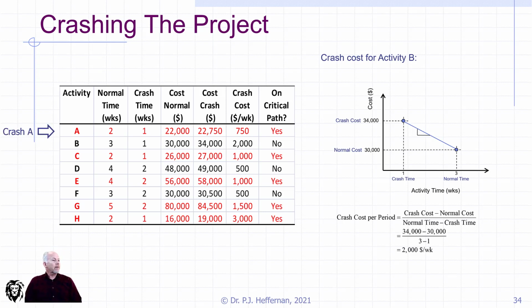So in this case, if I were to look down all of the critical path activities, and I was trying to save a week, the best or most efficient place to do that on the critical path would be activity A. You note that activity F is cheaper in its crash cost per week, but it's not on the critical path, so it's not going to have the impact that we're looking for.